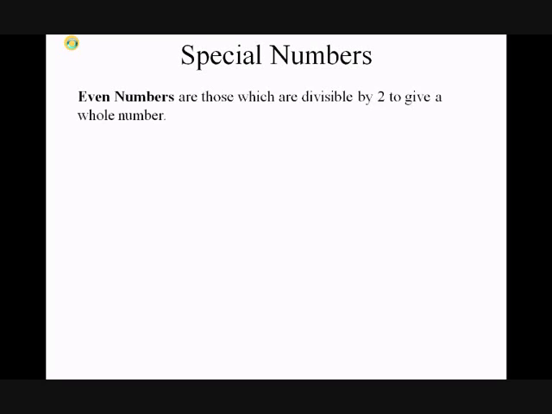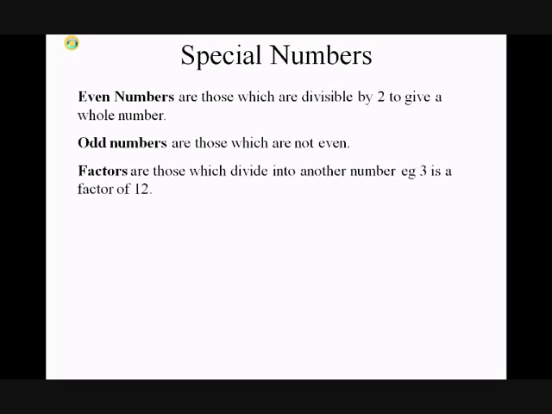For instance, even numbers are those which are divisible by 2 to give a whole number. So that's 2, 4, 6, 8, 10, etc. Odd numbers are those which are not even. Interestingly, you can use the previous definition to define odd numbers. That's quite permitted in mathematics.